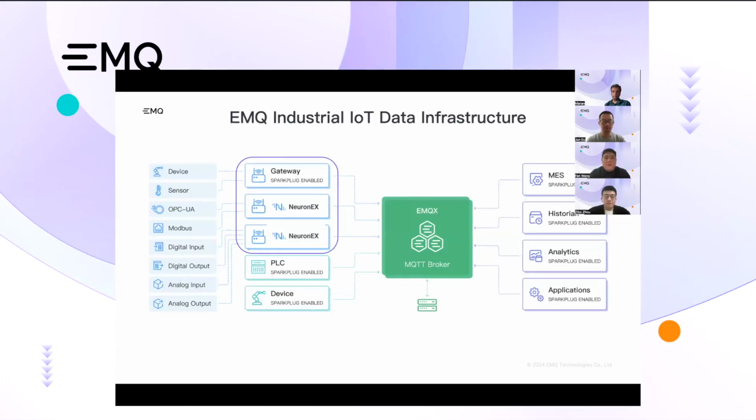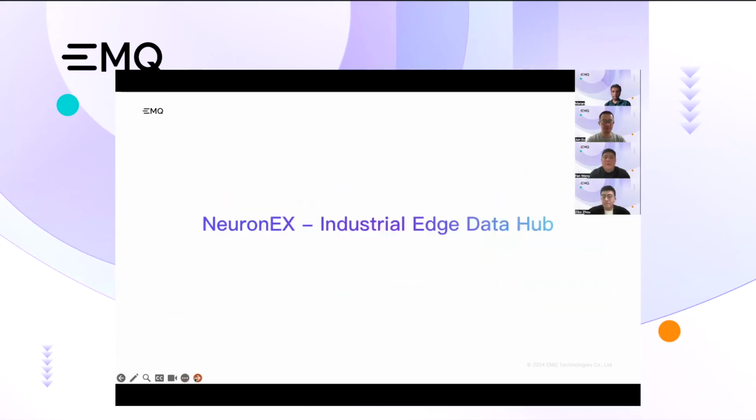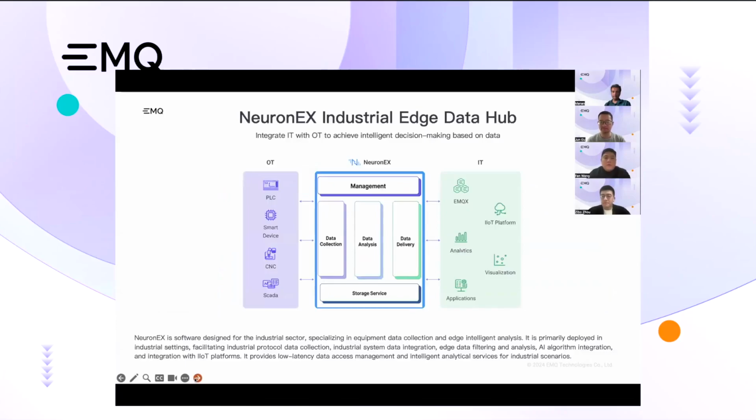Okay, let me introduce our solution, NeuronEX. So NeuronEX is software designed for the industrial sector, and it's the linkage between the equipment and the IT system. We link the OT and IT systems with NeuronEX. And it is a lightweight system. We can deploy NeuronEX on hardware with very limited CPU and memory, for example, gateways and some edge systems. We can also deploy NeuronEX on, for example, a server, or we can also deploy it on the cloud. So this is pure software, and it can be deployed anywhere.